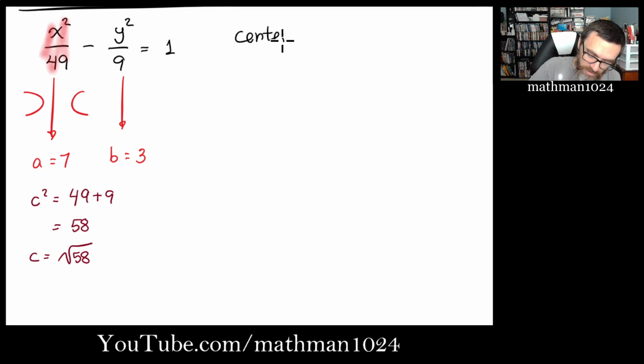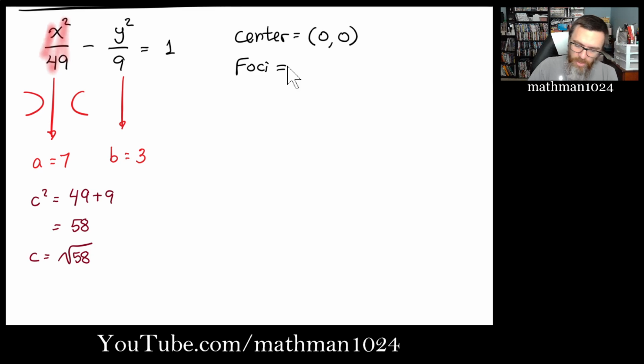Starting with the center. Well, the center is just going to be the origin, 0, 0. You don't have anything inside the x squared or inside the y squared. Your foci. Well, your foci are going to be along the x-axis because of the way that we're opening out. And it's going to be 0 plus or minus the square root of 58. So it's going to be plus or minus the square root of 58, comma, 0.